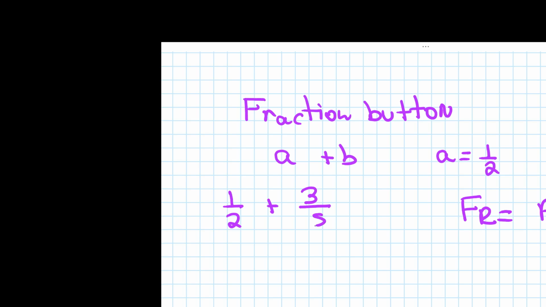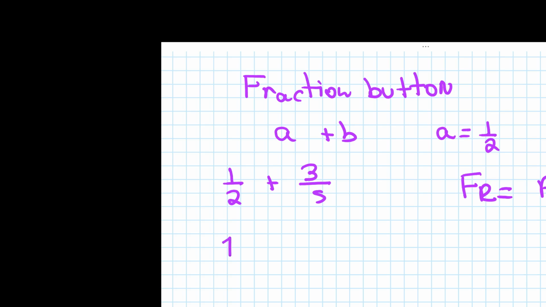Everybody listen. 1, fraction button, 2. And it's going to show up like this on your calculator, like a comma. That means 1/2. Plus 3, fraction button, 5, equals, and you should have the answer. When you have the answer, raise your hand.